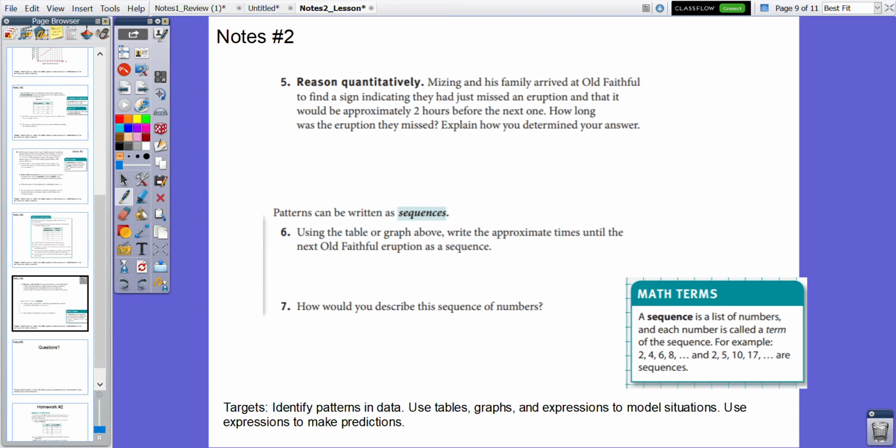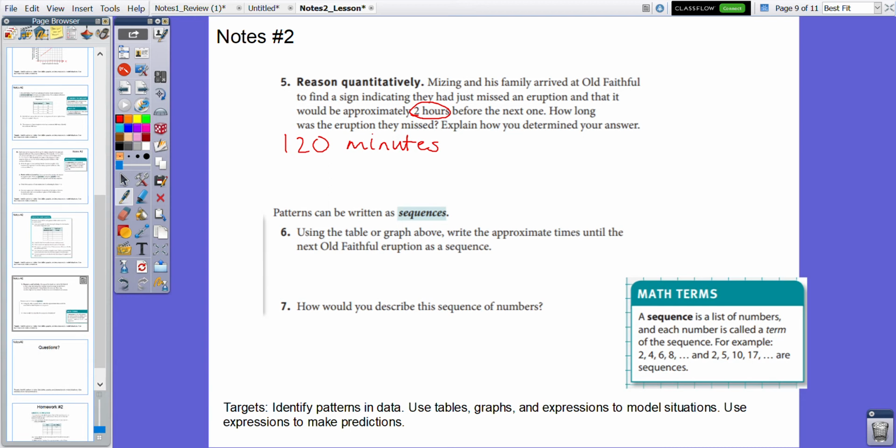Okay. Now remember, we're measuring everything in minutes here. So one thing we want to do is help ourselves out. We want to convert this 2 hours to be 120 minutes instead of 2 hours, because that's going to help us in the long run. So they're waiting 2 hours, 120 minutes for the next eruption.